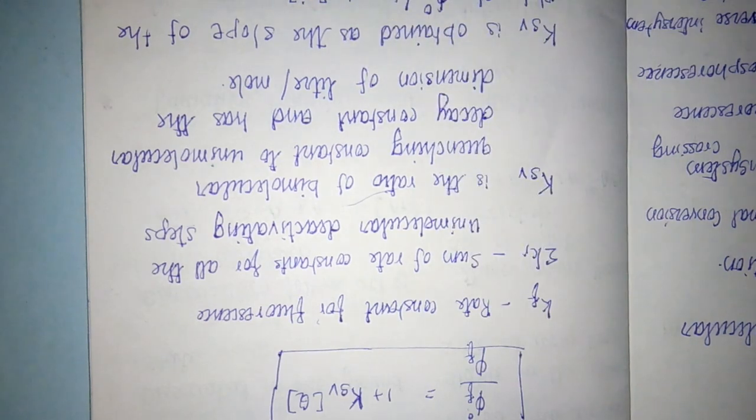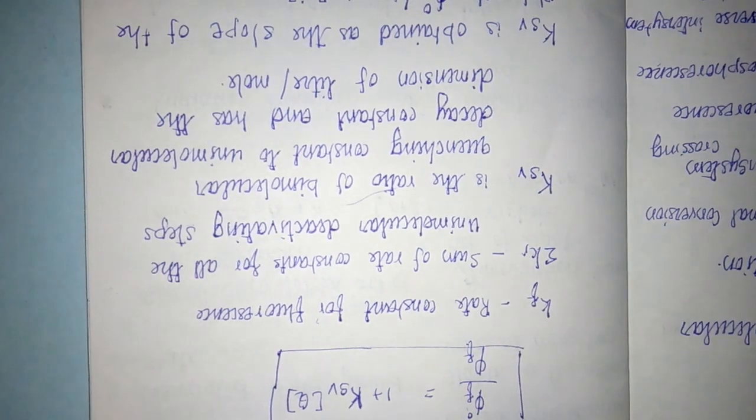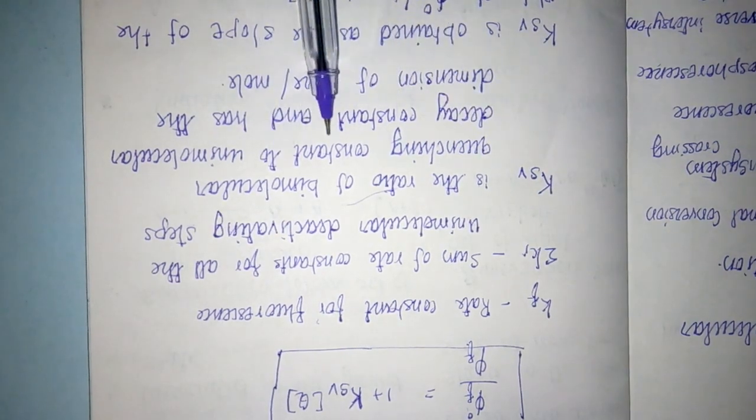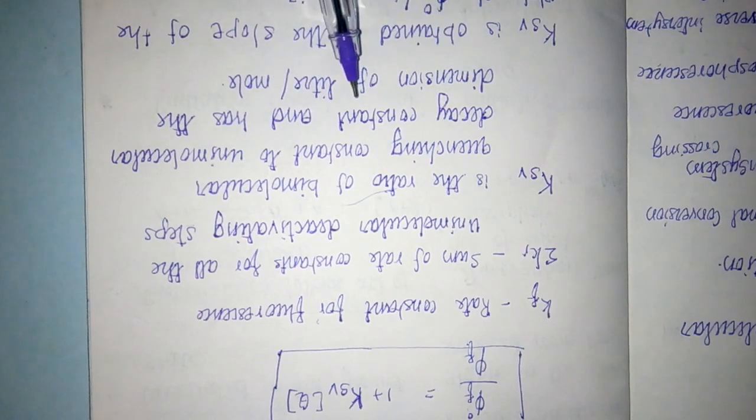The unimolecular decay constant is kf plus sigma ki, and kq is the bimolecular quenching constant. It is called the quenching constant, and it has the dimensions of liter per mole, not mole per liter.